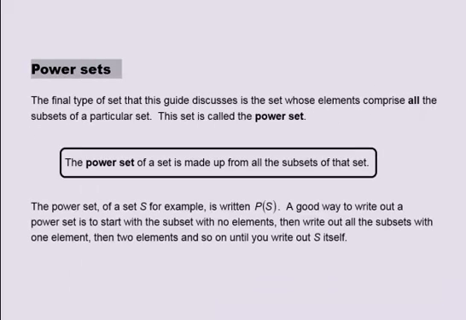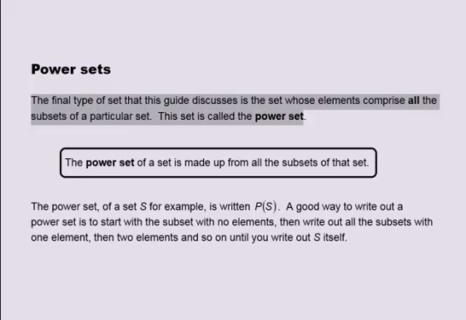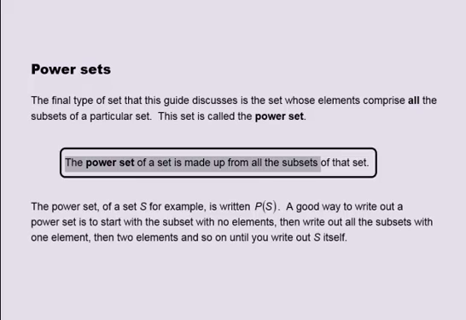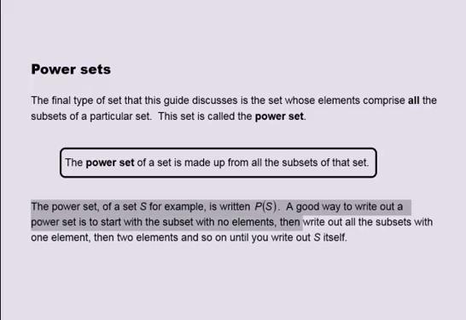Power sets. The final type of set that this guide discusses is the set whose elements comprise all the subsets of a particular set. This set is called the power set. The power set of a set is made up from all the subsets of that set. The power set of a set S, for example, is written P(S). A good way to write out a power set is to start with the subset with no elements, then write out all the subsets with one element, then two elements, and so on until you write out S itself.